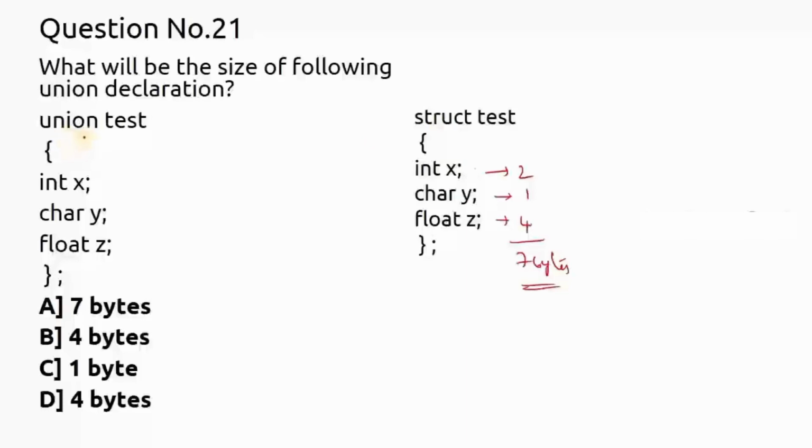But whereas for union, it will consider the maximum among all the variables, the size which is the maximum. Here for int it is 2, char it is 1, float it is 4. So what is the maximum value? 4. So that will be allocated when you declare it as union. When you declare it as struct, it will be the total size, that is, you need to add all those sizes of data variables, whereas in union you need to consider the maximum. So the size allocated will be 4. The answer is B.